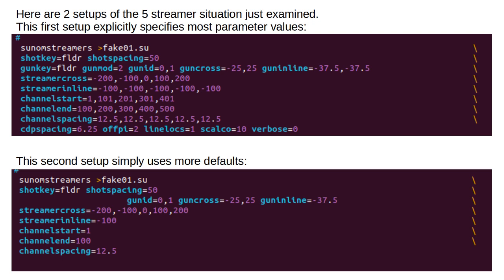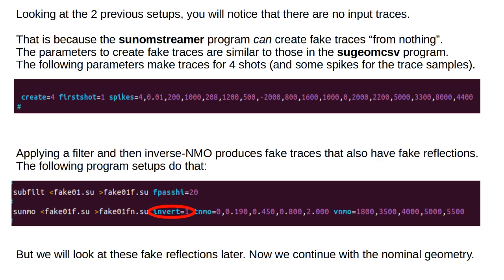Also, the default assumption is that channels on subsequent streamers are numbered contiguously with the first streamer and have the same number of channels. The keen observer will notice that there is no input specified in the sunomstreamers setups. The sunomstreamers program can output fake traces with trace key values computed from your specified parameters. It can also put spike amplitudes into the trace samples.